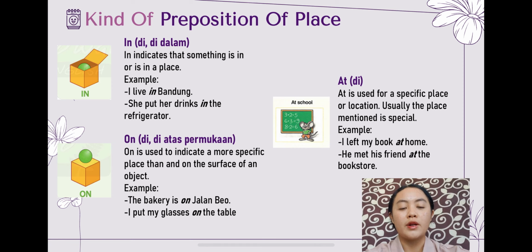Number 2, on. On is used to indicate a more specific place, on the surface of an object. Example, number 1, the bakery is on Jalan Biru. Number 2, I put my glasses on the table. Number 3, at. At is used for a specific place or location. Usually the place mentioned is special. Example, I left my book at home. Number 2, he met his friend at the bookstore.